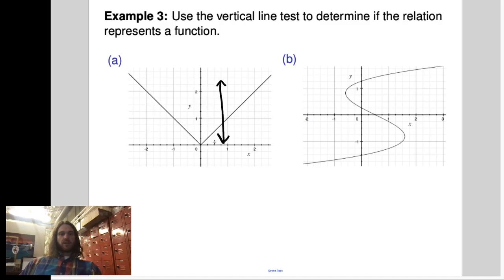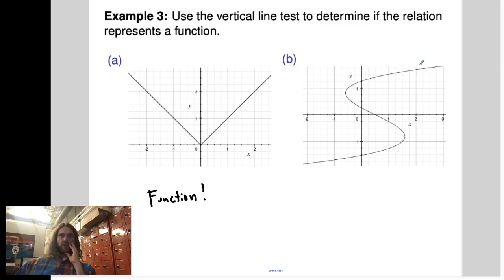Okay? So, that means this is, oh, come on, computer. There we go. That means this is a function. Hooray! Because it passes the vertical line test. Okay, how about this bad boy?